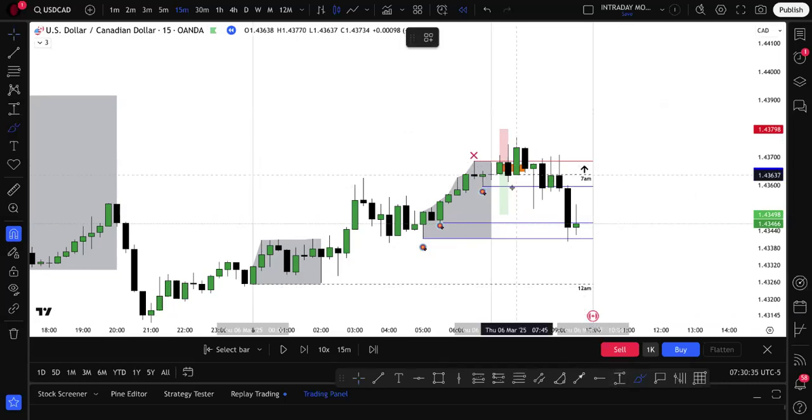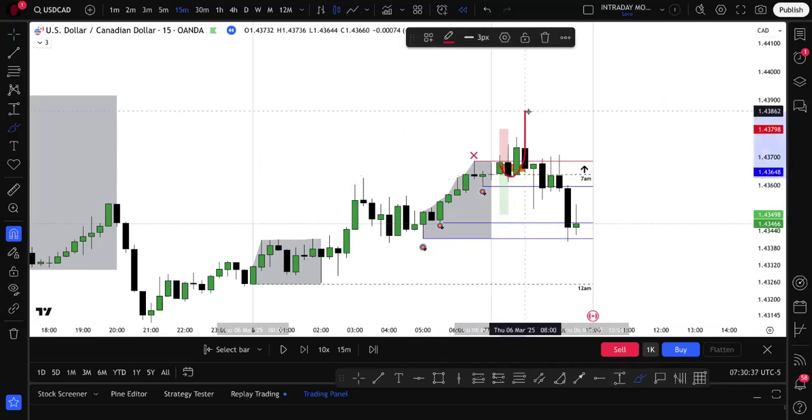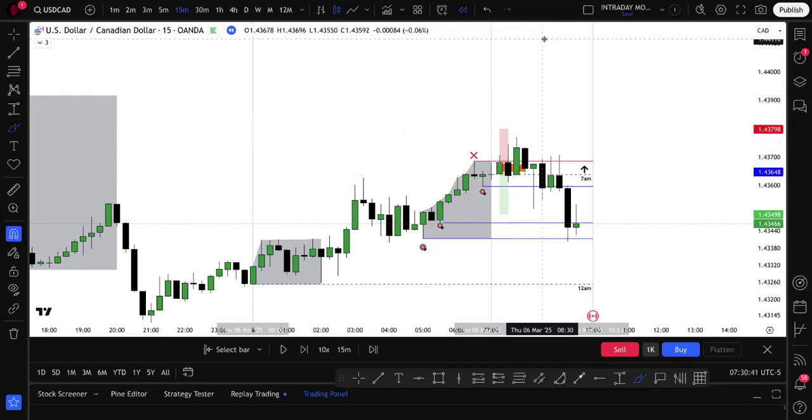It could have hit my stop loss. Price could have easily went back up here, knocked us out. It's not the end of the world. Why is it not the end of the world? Because we have proper risk management. Do not get into a trade that you cannot afford. That's the whole point. You can only risk what you can afford.